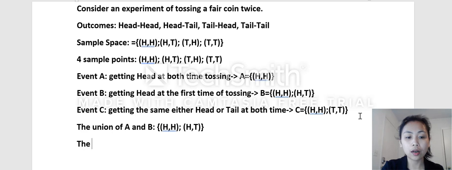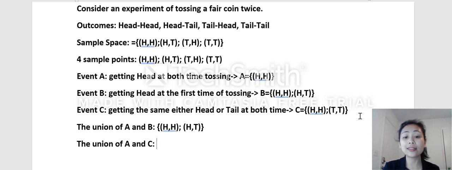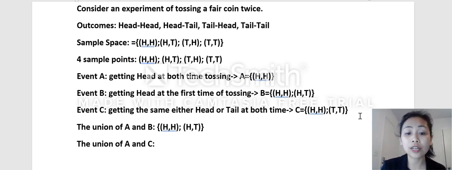The union of A and C is basically just an event of either getting head at both times, or getting the same, either head or tail, at both times. So we have head-head or tail-tail, right?